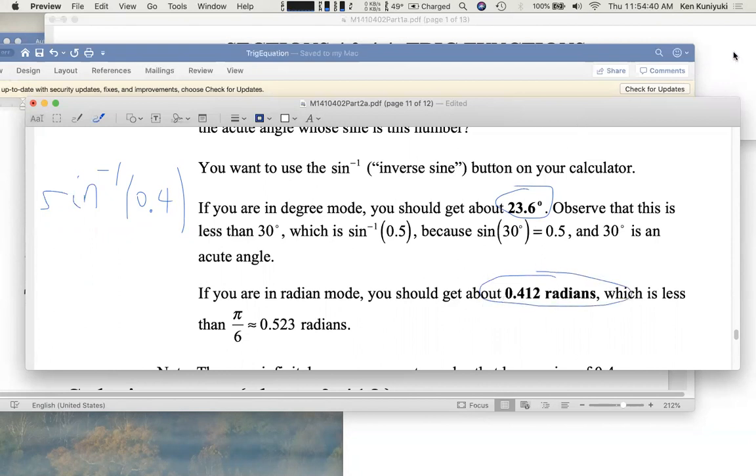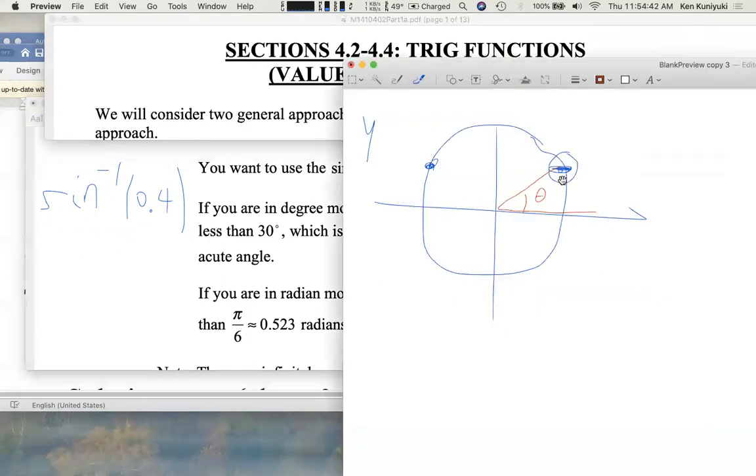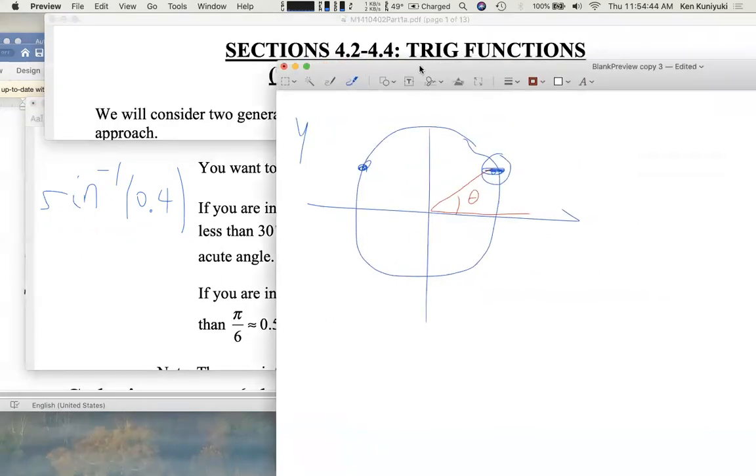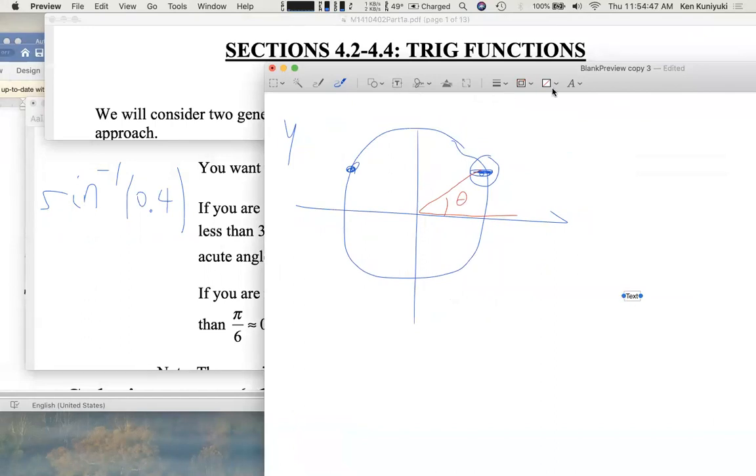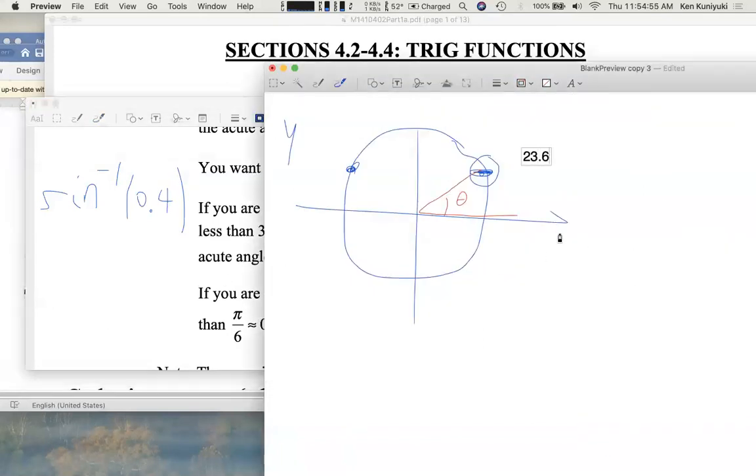Now let's check to see that this makes sense. So I'm claiming that over here, the corresponding angle will be about 23.6 degrees, or about 0.412 radians. And remember that the y-coordinate, the sine value, is 0.4.